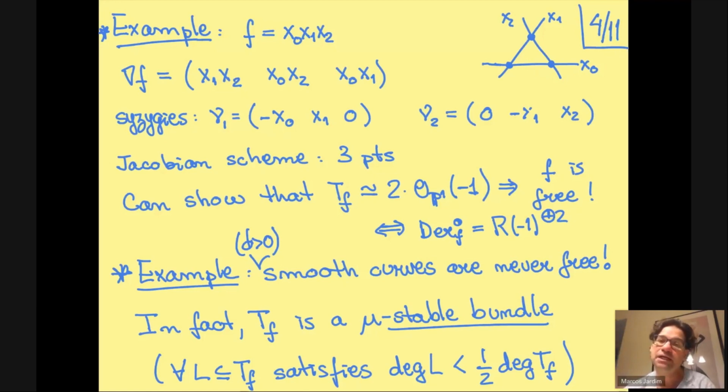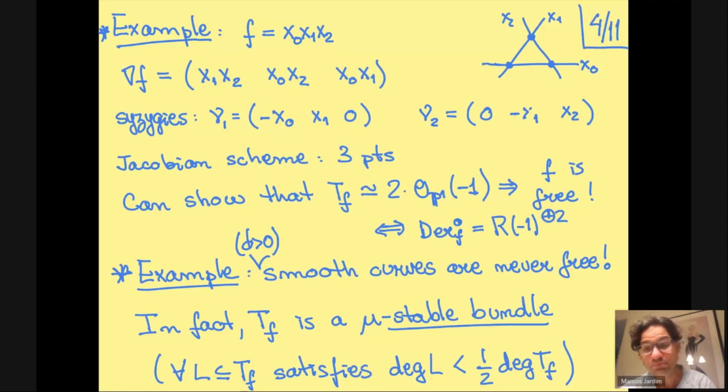And this is a result that is actually false when you have 4 or more lines. So generic line arrangements will never be free if you have at least 4 lines. But for less than 3 lines, they are free. So another example that goes in the opposite direction is that smooth curves are never free, except for the line. So except when the degree of F is 1, smooth curves will never be free.